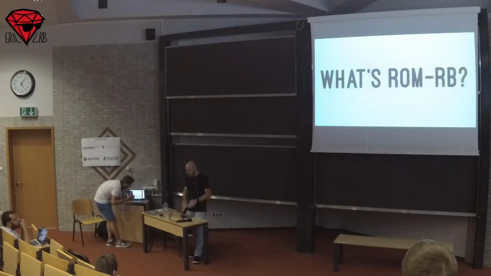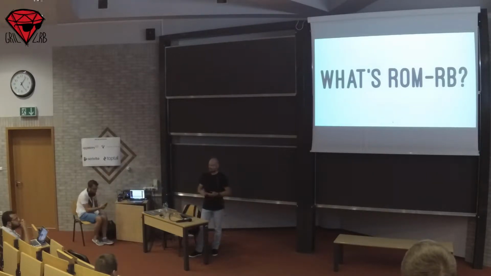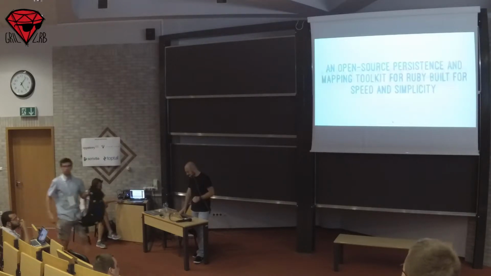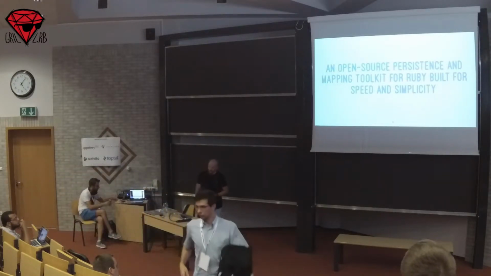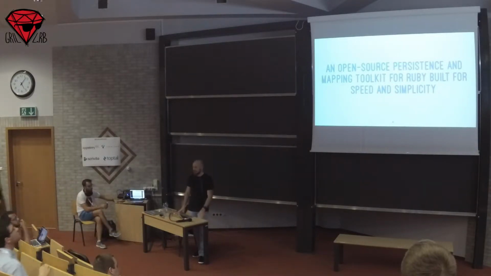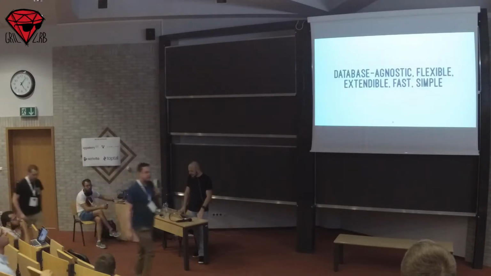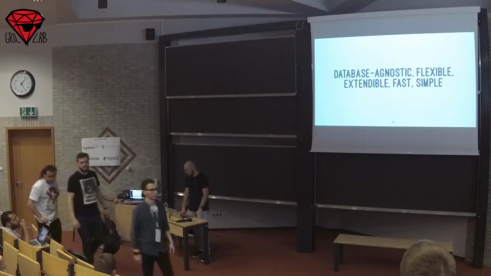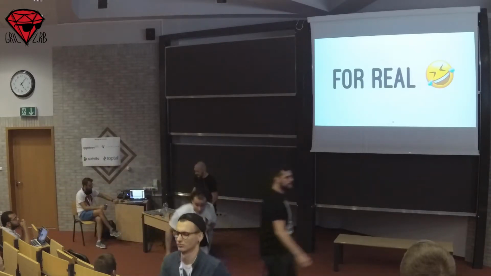And today I will talk a little bit about what is ROM in general, very briefly, and why it exists, why it was created, and then I will focus on 4.0 and why it's such a big release and why it's so important. It's the best release we've ever had. Anyway, ROM is an open source persistence and mapping toolkit for Ruby, built for speed and simplicity. It's database agnostic, it's flexible, it's extendable, it's fast, and it's simple, like for real.